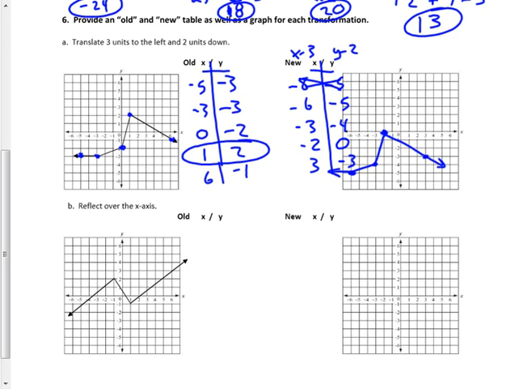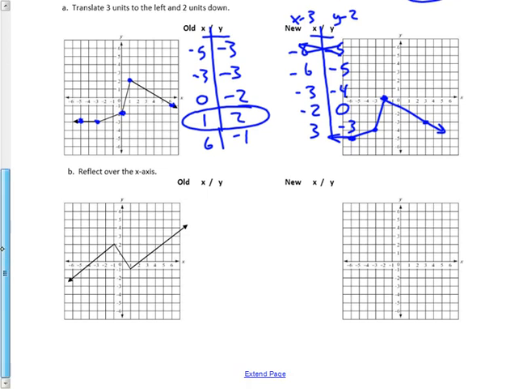So the graph should look exactly the same. If they're not exactly the same, just in a different place, then you have issues. Okay? And fix the issues.